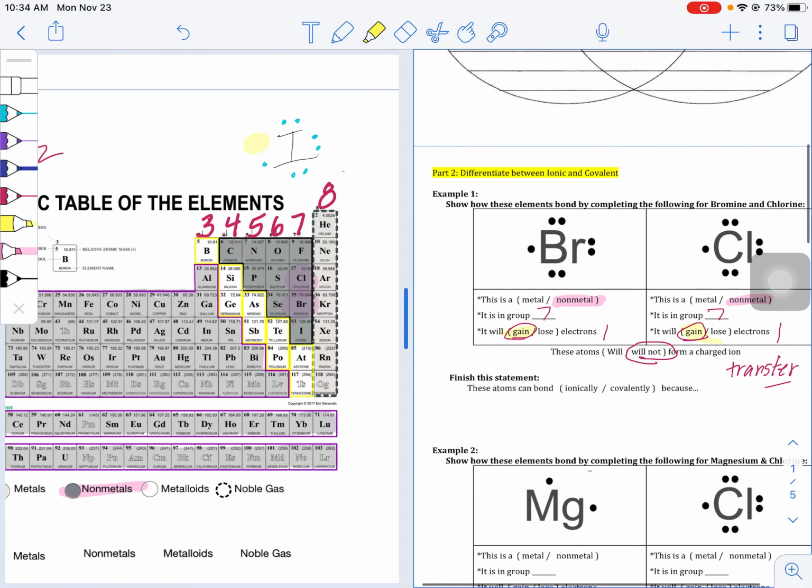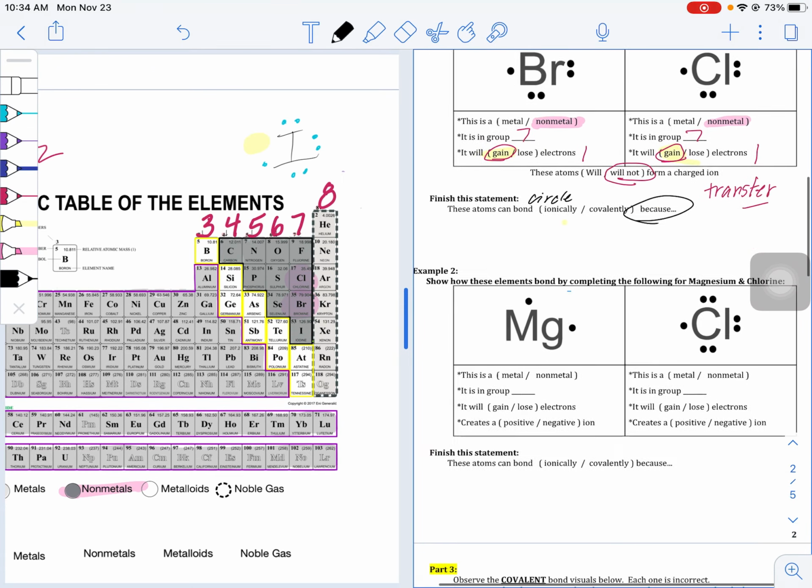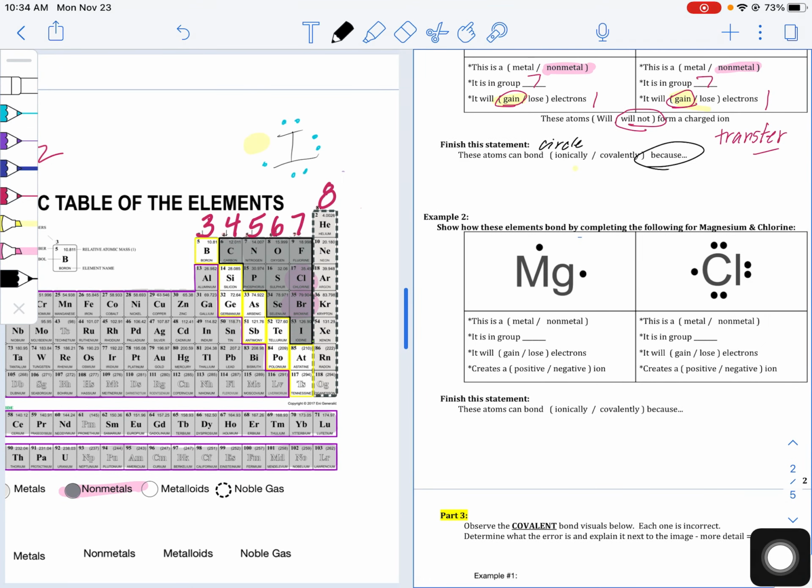So your goal here is to figure out, is this an ionic bond or covalent bond? So you're going to circle up your best answer. And then, of course, give your because, your reasoning. What are you noticing? What are you observing about these two elements and how they might work together to complete those bonds? So think about some of those keywords that we saw in both the learning targets and the paragraph above. Here, for example, number 2, same idea, just two different elements.